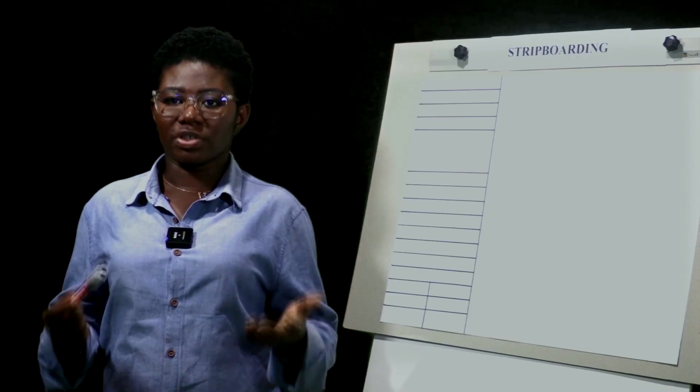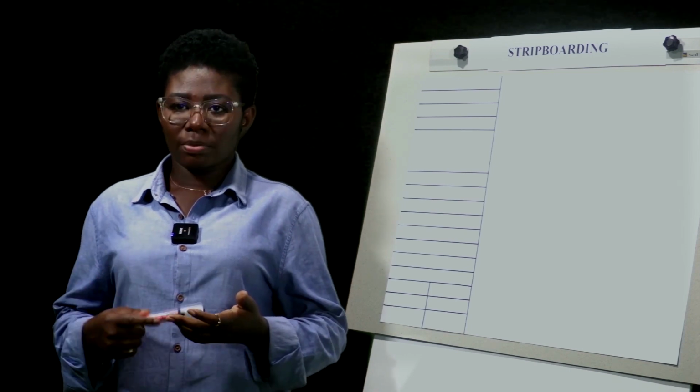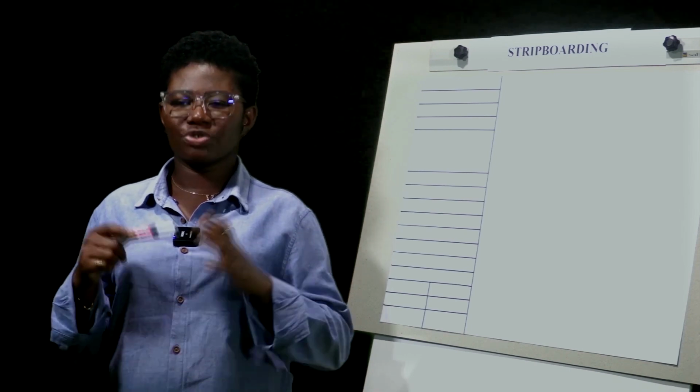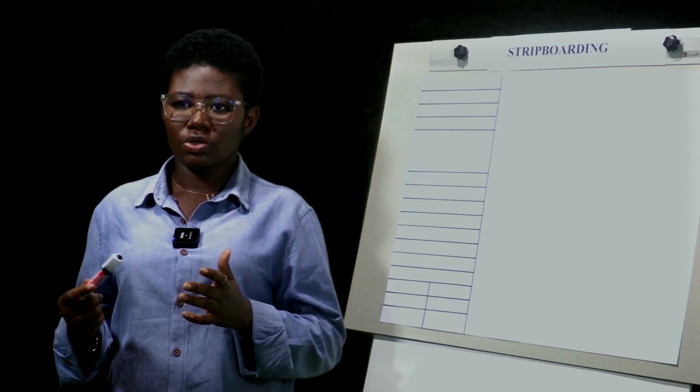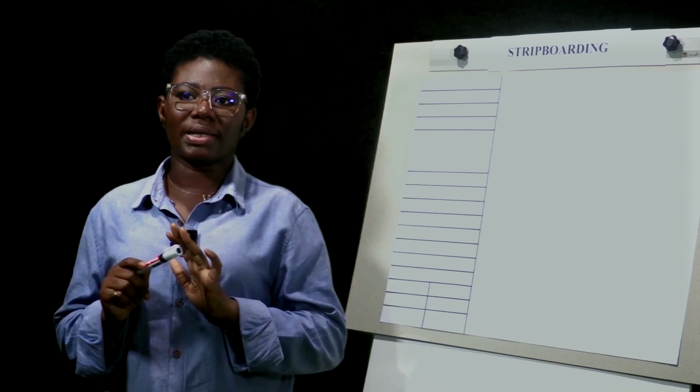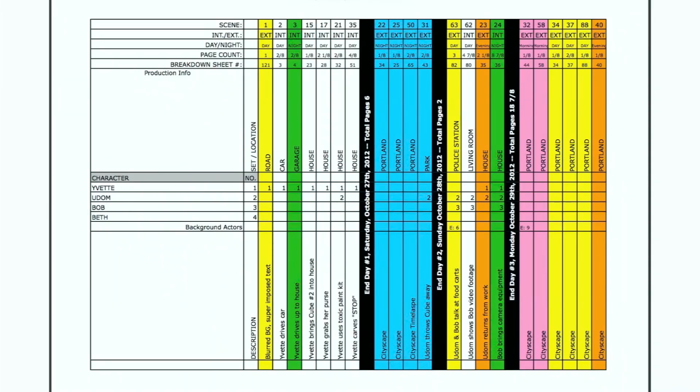What is the purpose of the stripboard? The stripboard helps document and keeps track of the order of shooting so that all scenes are shot and none are left out. With a stripboard, you get a bird's eye view of your scenes and their elements. This helps you to easily arrange all your scenes into an efficient and economical order.